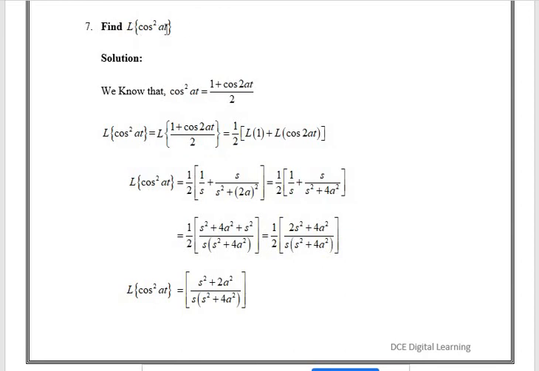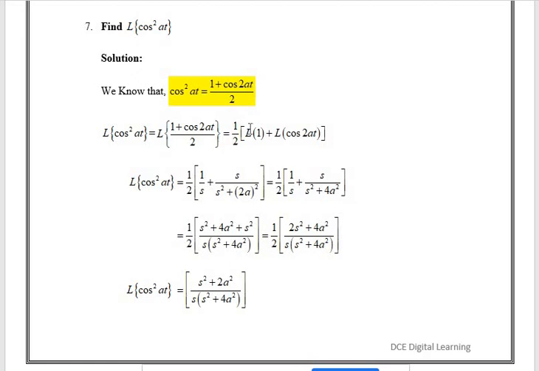Find the Laplace transformation of cos square at. We know that cos square at is equal to 1 plus cos 2at by 2. Now Laplace transformation of cos square at can be written as Laplace transformation of 1 plus cos 2at by 2. So remove 2 outside, then by expanding, we get Laplace transformation of 1 plus Laplace transformation of cos 2at.